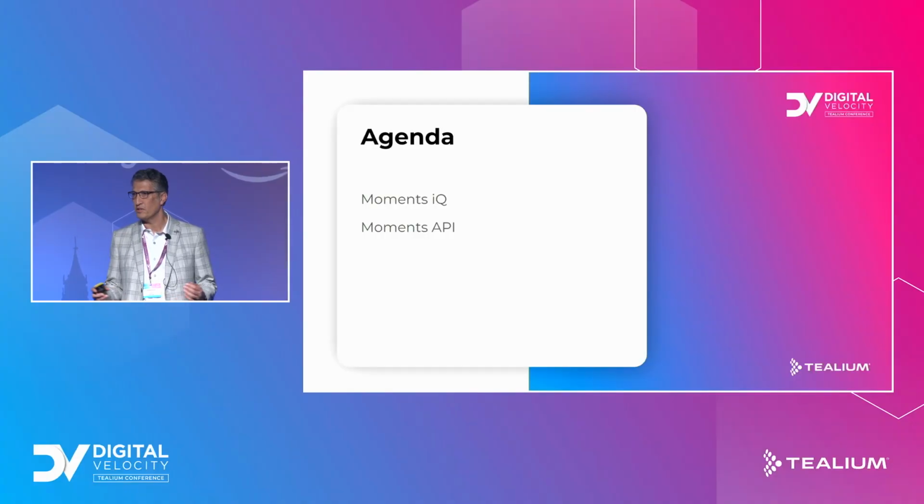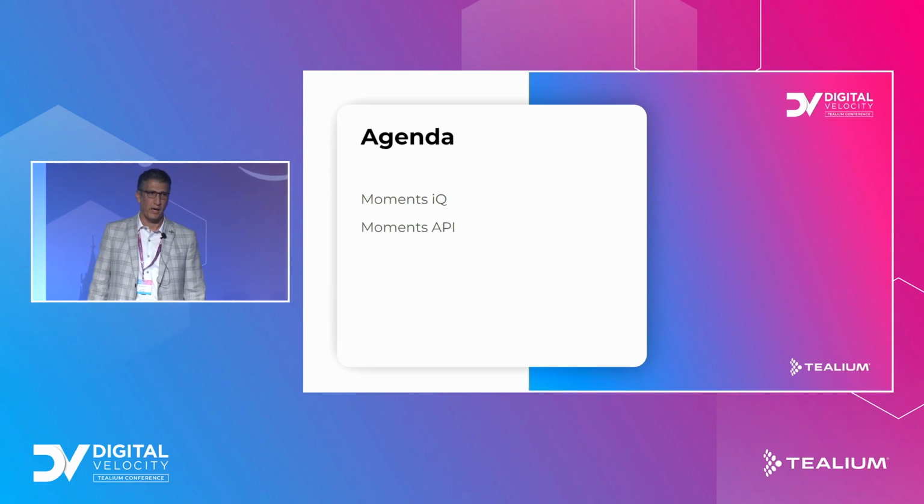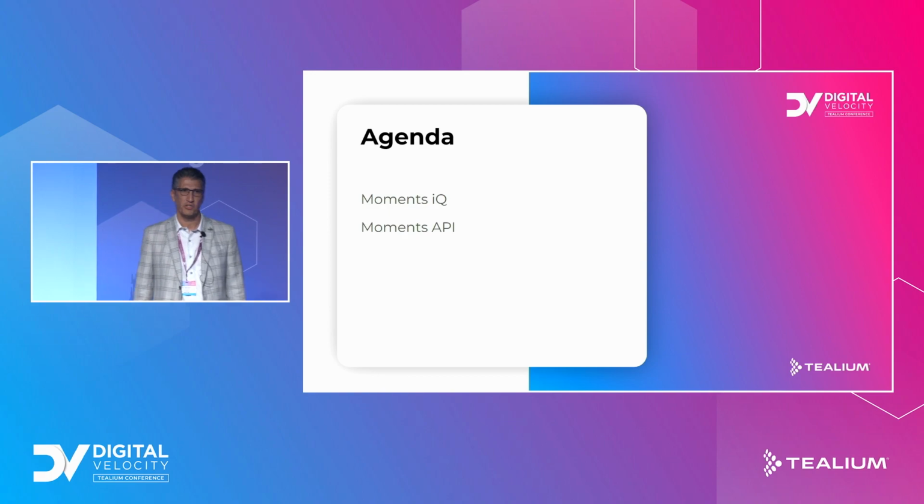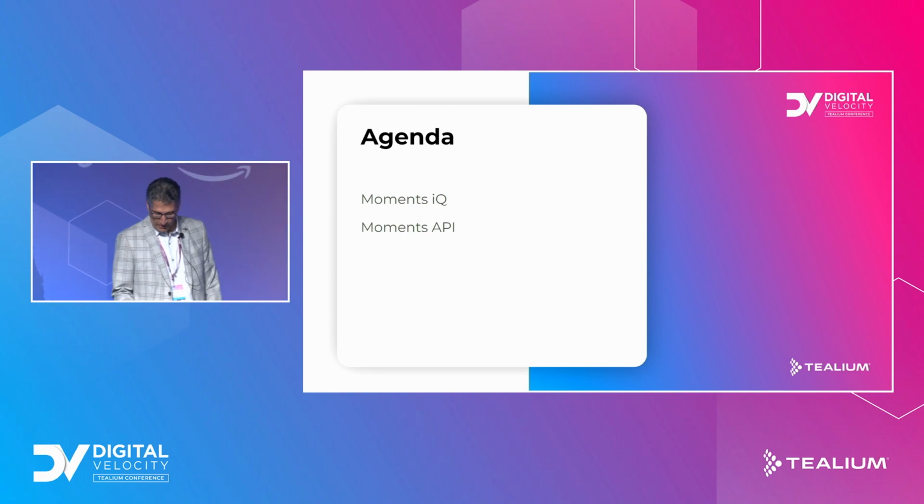They've been talking about seizing the moments that matter. So what I want to do today is discuss two new products in our portfolio that are going to actually help seize on those moments. Those are going to be Moments IQ and Moments API. And for each one of these products, I'm going to describe what they are, what they do, and what are some of the use cases that you can leverage across your organization.